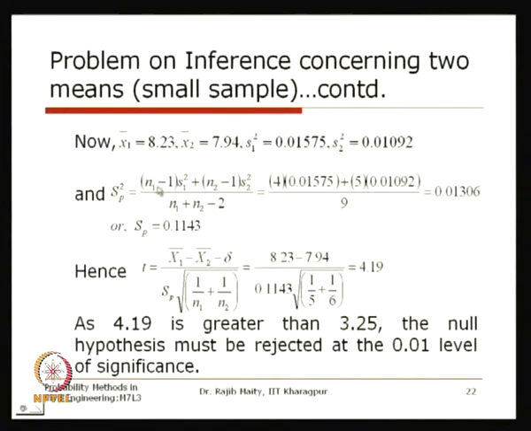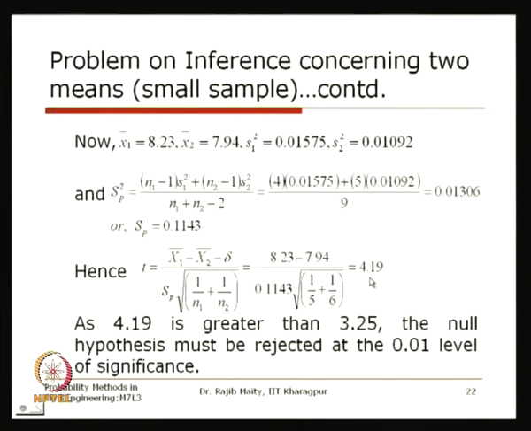The first sample has 5 samples, so it is 4 multiplied by its variance, and the second sample size is 6, so 6 minus 1, 5 times its variance, divided by 5 plus 6 minus 2, which is 9. So, we will get 0.01306. So, the SP here is equal to 0.1143. Hence, the T is equal to x1 bar minus x2 bar minus delta divided by SP times the square root of 1 by n1 plus 1 by n2. If we put this in, we will get the statistic as 4.19.